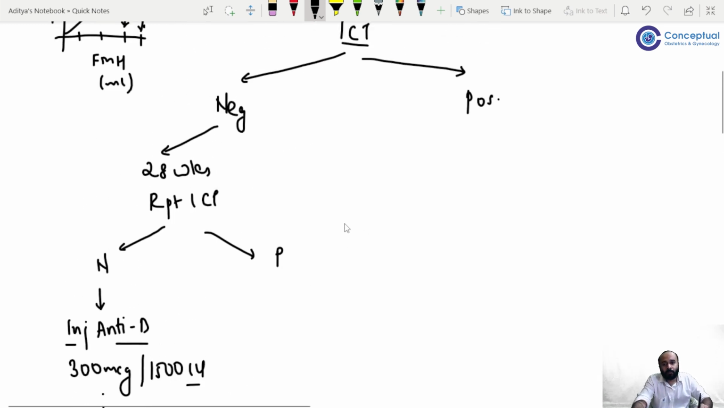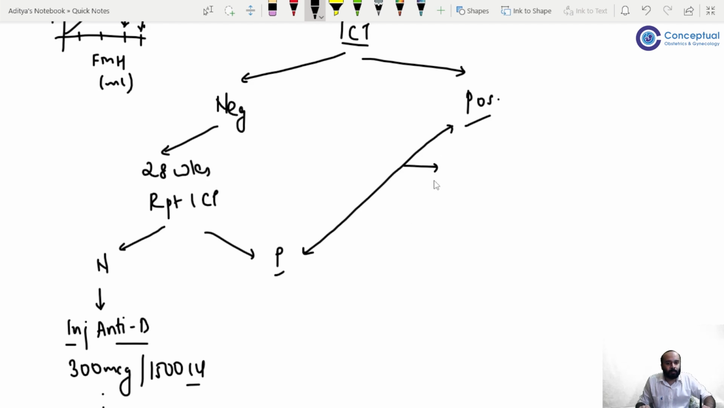Now coming to the worst possible scenario, and that is what if the ICT comes out to be positive at any point. If it comes out to be positive at any point, the management stays the same. A positive ICT is an indication that there is alloimmunization that has occurred. There has been a sensitization event that has occurred. So alloimmunization is there, and now I need to know what is the amount, or what is the concentration of those antibodies. How strong is that alloimmunization that is present in this female?